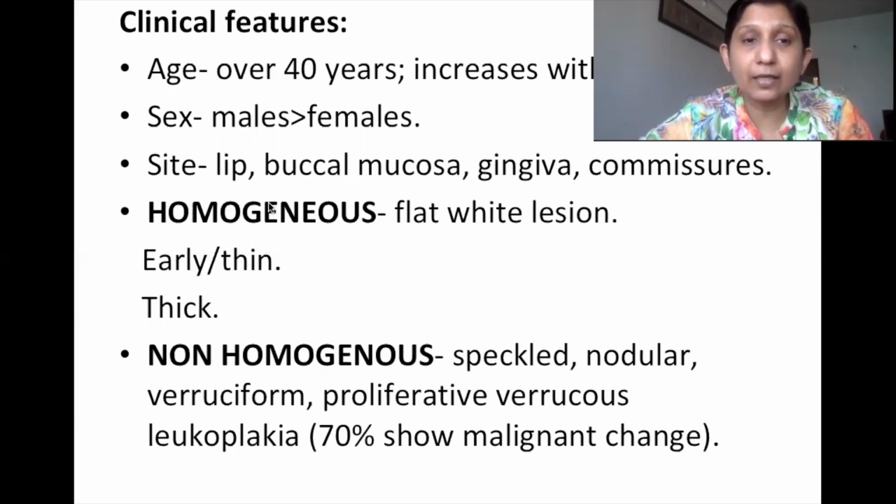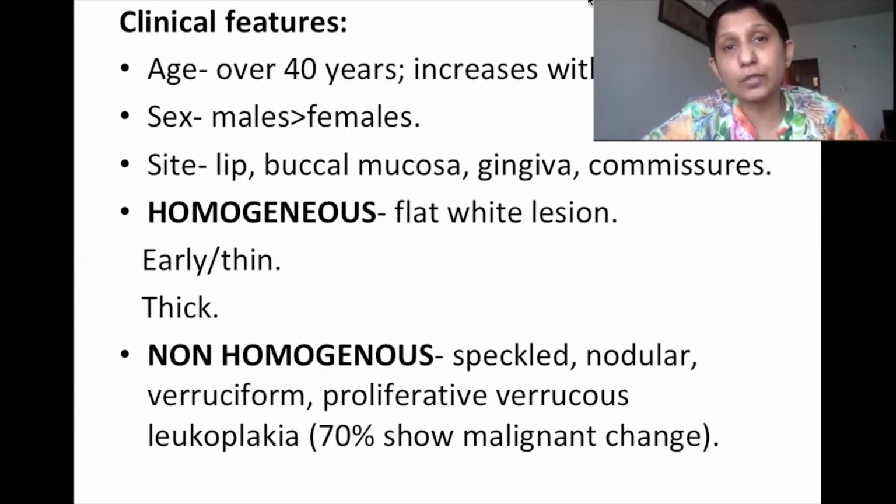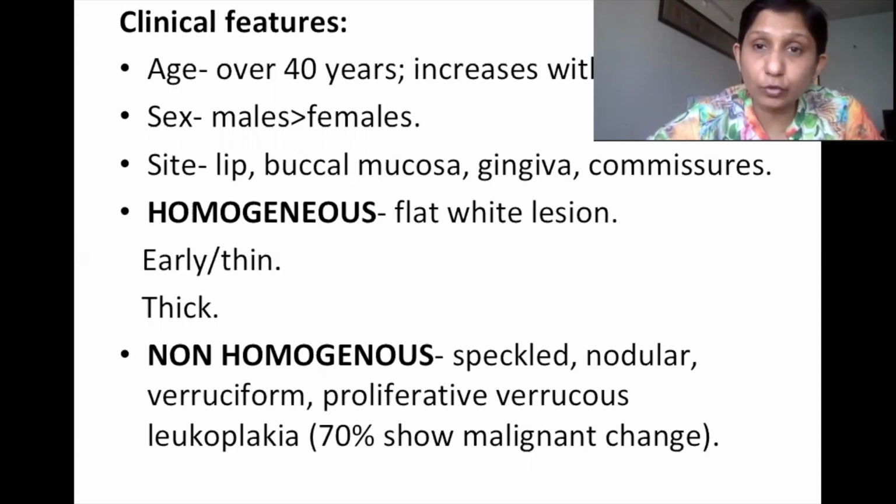So the sites are lips, buccal mucosa, gingiva, and the commissures. It can be seen anywhere. More commonly, it was earlier seen where the patient used to keep the tobacco pouch inside the oral cavity. It can be mostly in the labial mucosa, floor of the mouth, or in the buccal vestibule and things like that. Then clinically, you can see either a homogeneous lesion or a non-homogeneous lesion.